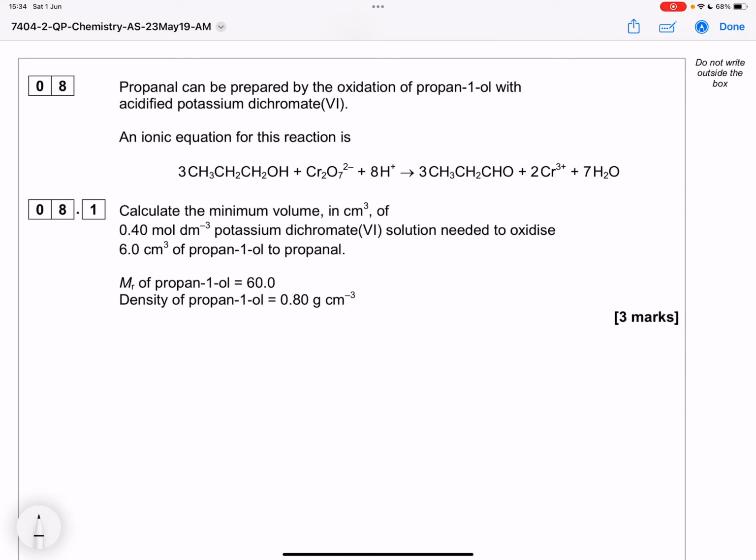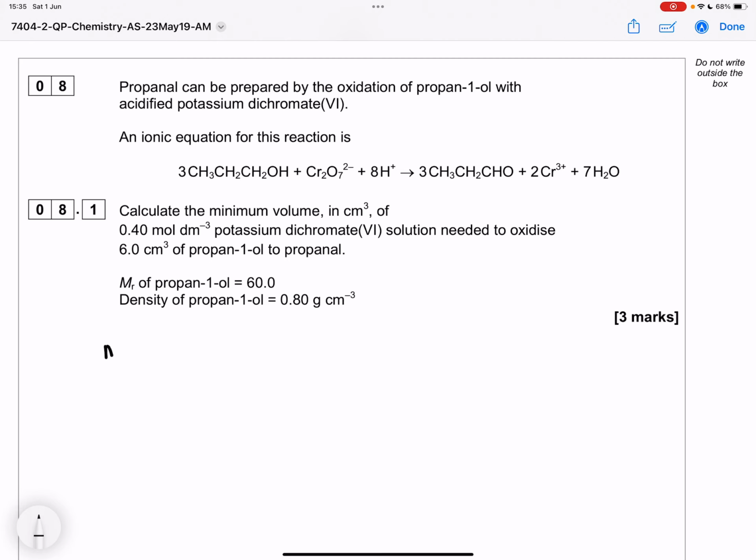Propanal, the aldehyde, can be prepared by oxidation of propan-1-ol, a primary alcohol, with acidified potassium dichromate(VI). An ionic equation for this reaction is shown. Calculate the minimum volume in centimetres cubed of the potassium dichromate solution needed to oxidise 6 centimetres cubed of propan-1-ol. So this is an amounts of substance question.